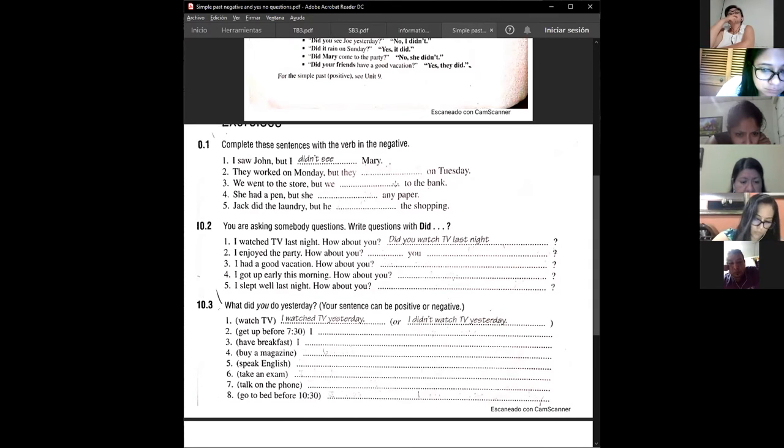Number two, get up before 7:30. ¿Cómo sería la oración en positivo? I got up before 7:30. Very good. I got up before 7:30 yesterday. Now, negative. Sería la negativa. I didn't get up before 7:30. Okay, I didn't get up before 7:30 yesterday.